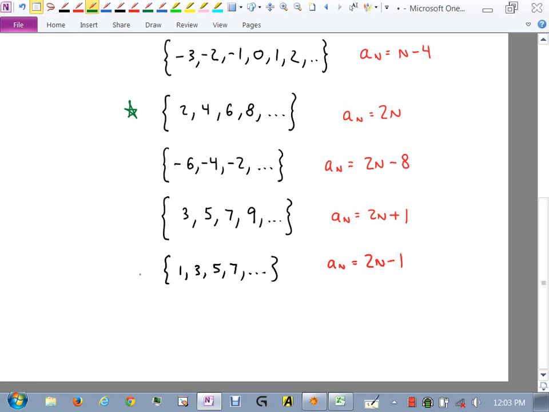So those are your odds. Here are the evens starting at 0. Here are the odds starting at 1. But you could start the odds anywhere. You could start the evens anywhere. Okay, how about this? Oh, yes.